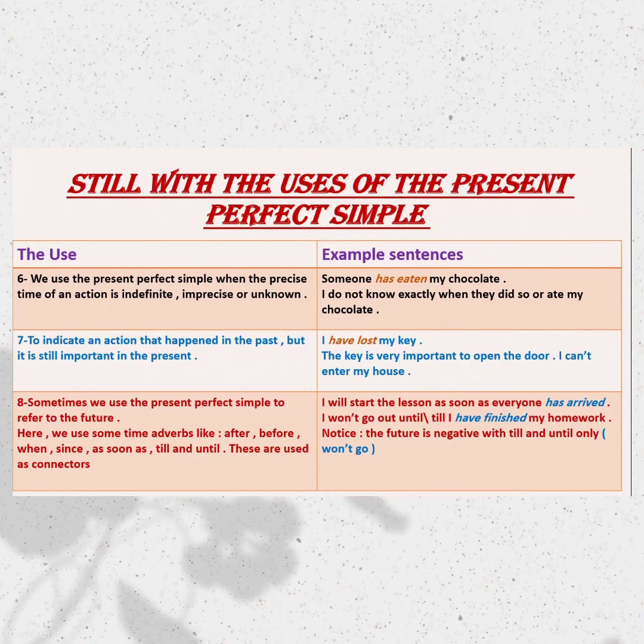So we can use the present perfect when we don't know exactly when the verb started and ended, but it is in the past time. We can use the present perfect to express actions that happened and ended in the past, but they are still important in the present. And we can use the present perfect simple in order to refer to the future. Here we can use some connectors like since, when, till, until, before, after, and these connectors are followed by the present perfect, and the other sentence will be in the future form. But remember, with till and until, the future will be negative.